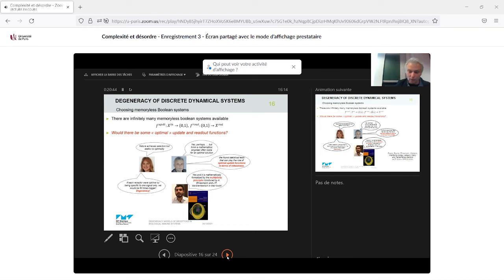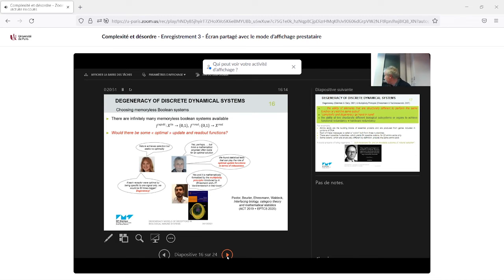So let's try to mix all that and to interface all this knowledge. And that's what we achieved in a paper. And I will summarize the findings of this paper in a few slides.